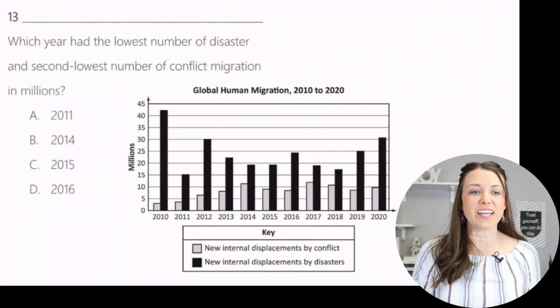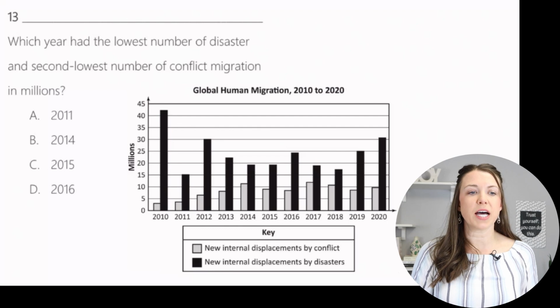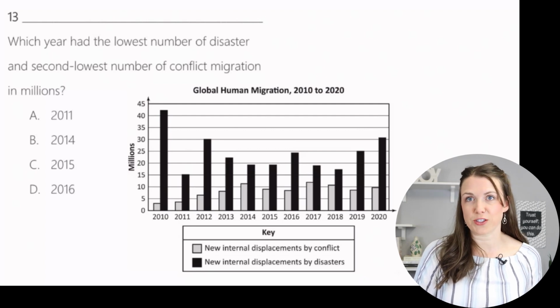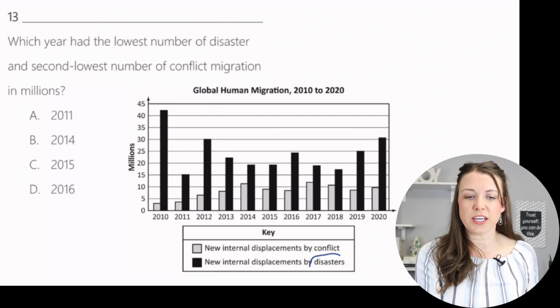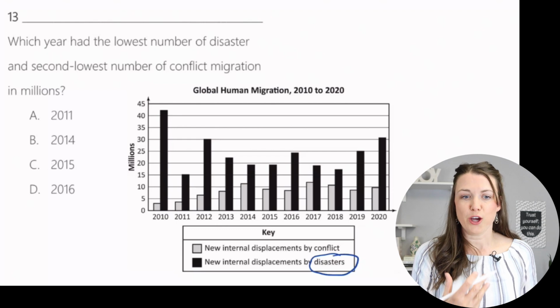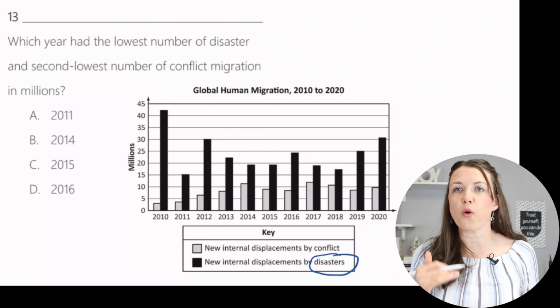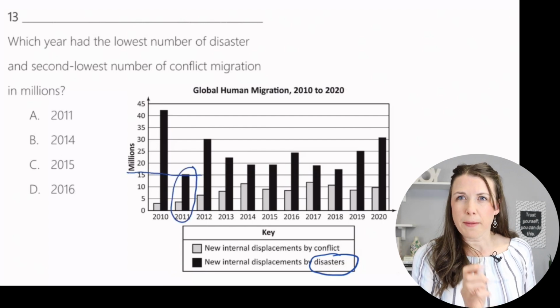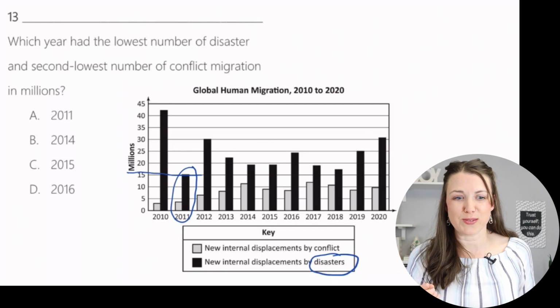Number 13, which had the lowest number of disaster and second lowest number of conflict migration in millions? So let's dive into the disaster. And again, disaster here is indicated by the black. So we're looking for which one had the lowest disaster on this chart. It looks like it's right in here, 2011. But let's look at the conflict one as well.